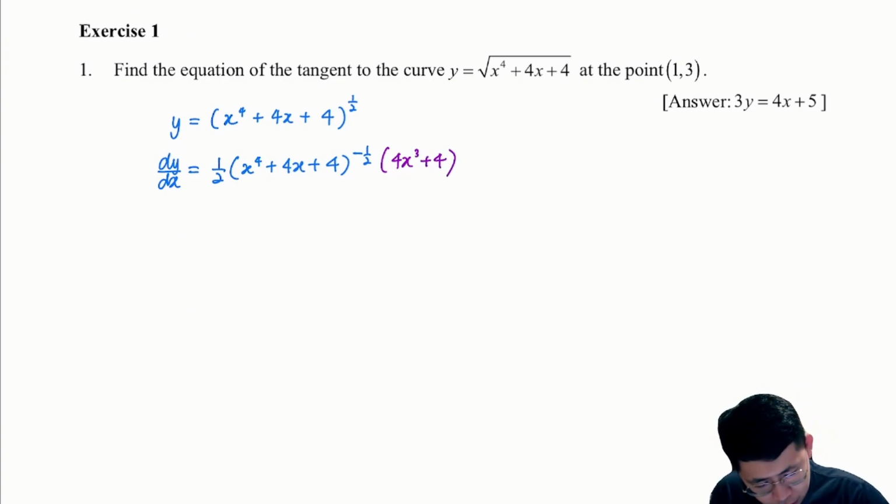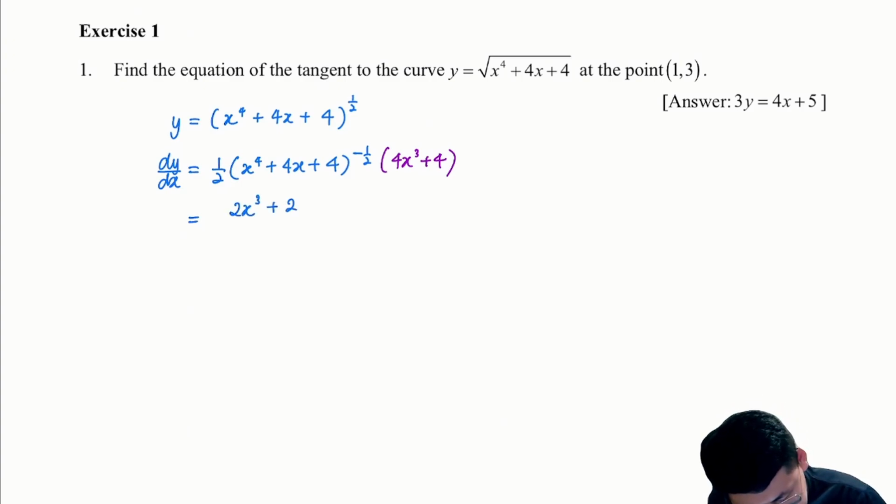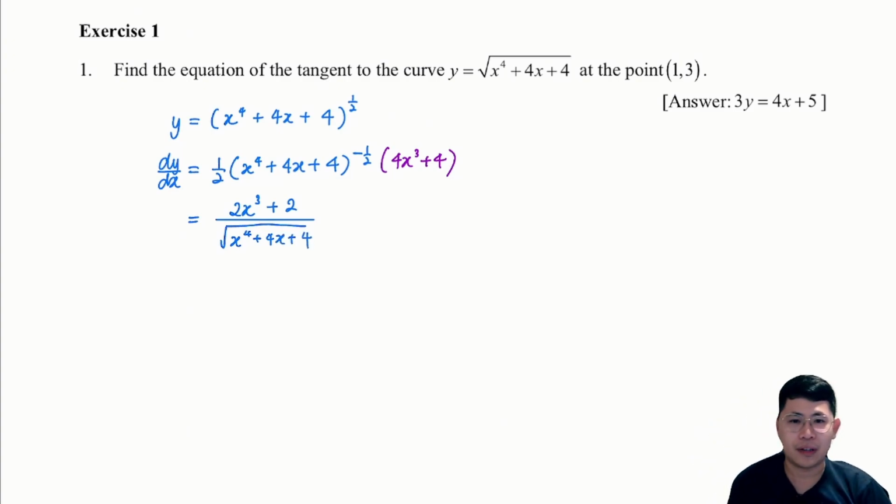Altogether, if you write it out properly, I can take 2 and factorize this, or more like divide by that. At the end of the day, I will get (2x cubed plus 2) over (x^4 + 4x + 4) to the power of a half. Negative means denominator, and the half means square root. So this is the first thing that we'll do.